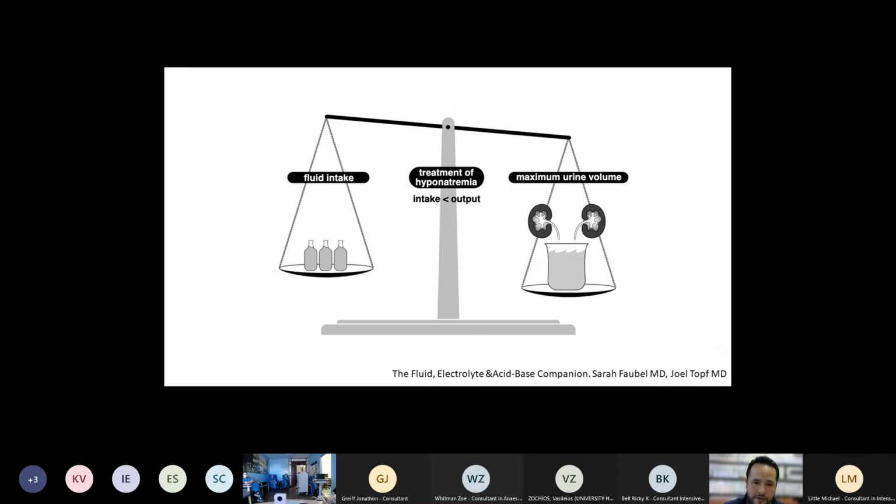And well, just to remember that with these patients, the idea is to limit fluid intake, so we may actually increase the output as much as possible with the idea to correct the excess of fluid that the patient has.